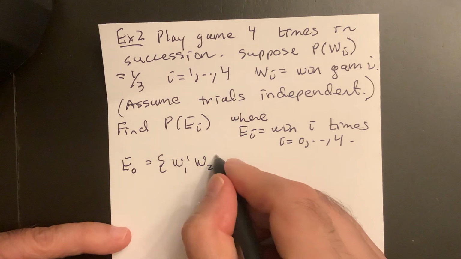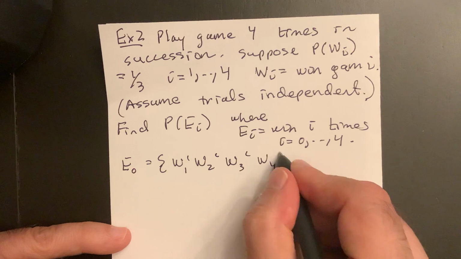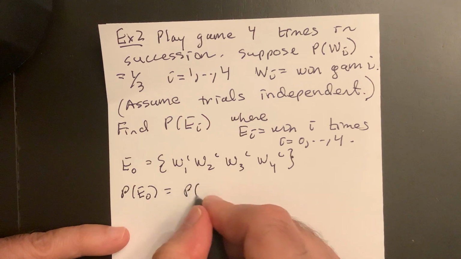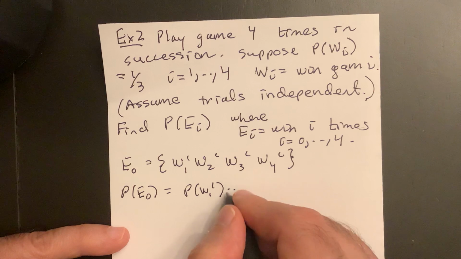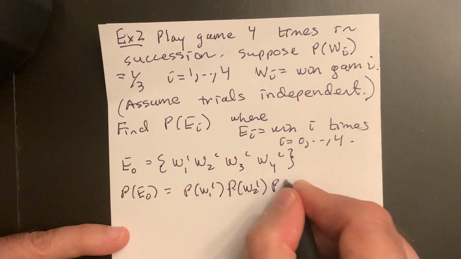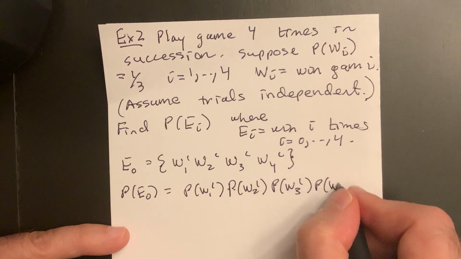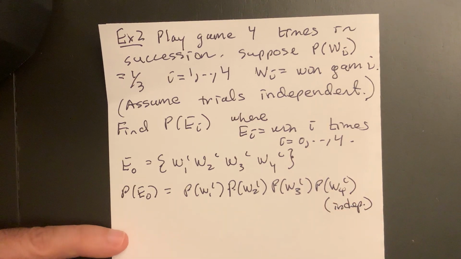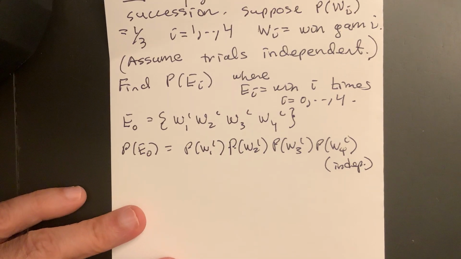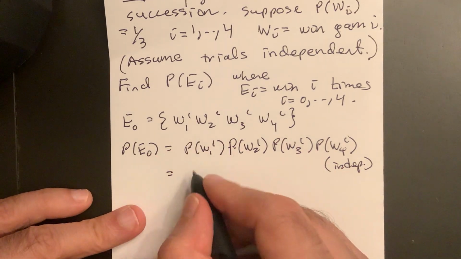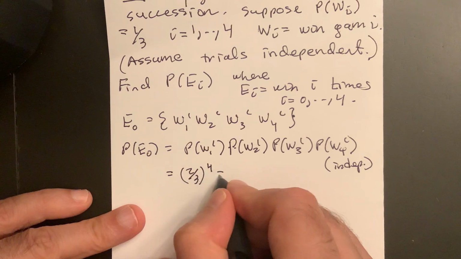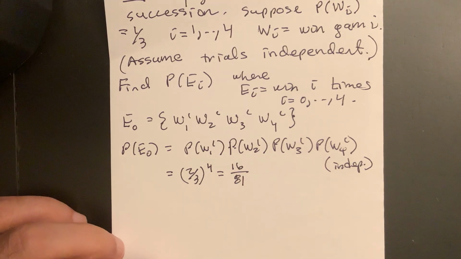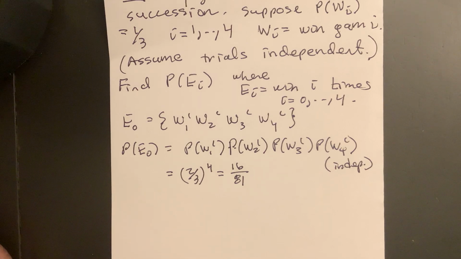The intersection of these, right? So probability of E0 is just equal to probability W1C times the others, and this is by independence. I can just multiply them. Since the probability I lose every time is 2/3 each time, I get 2/3 to the 4th power, so I have 16 over 81. So roughly, there's only a 20% chance that I lose every time.